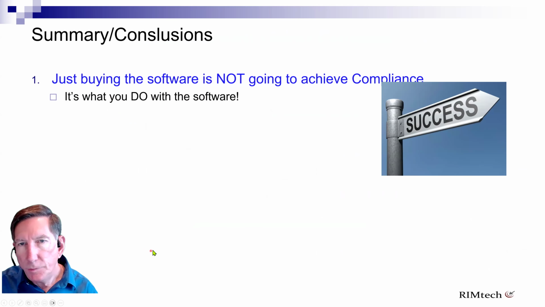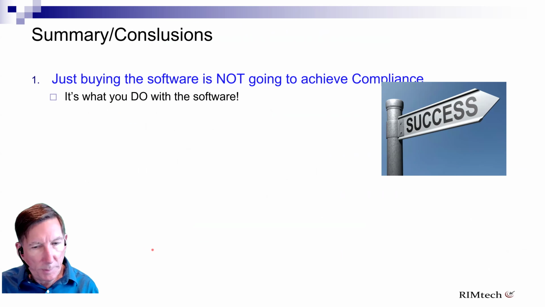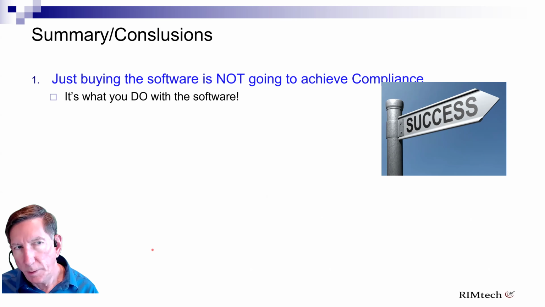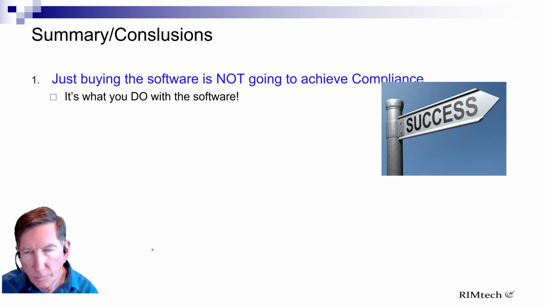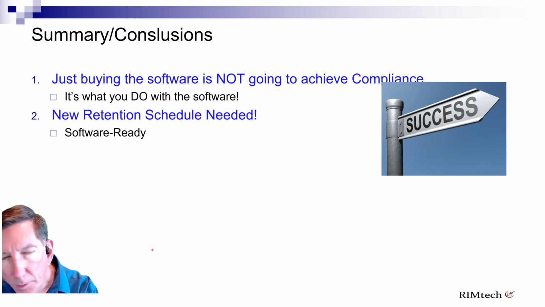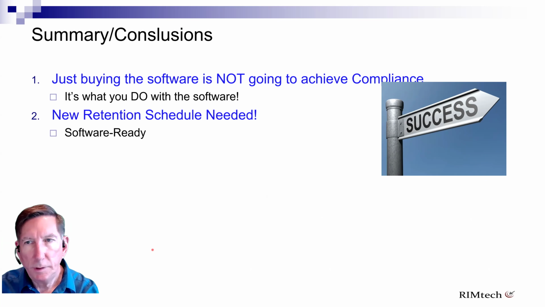Number 1 is having the record-keeping software, Purview, Opus, Gimmal, Collabware, RecordPoint, doesn't matter what it is, isn't going to accomplish anything. It's what you do with the software that makes you compliant. You cannot just expect to take that software and start using it. It does not work like that. You're going to have to rejig your retention schedule.